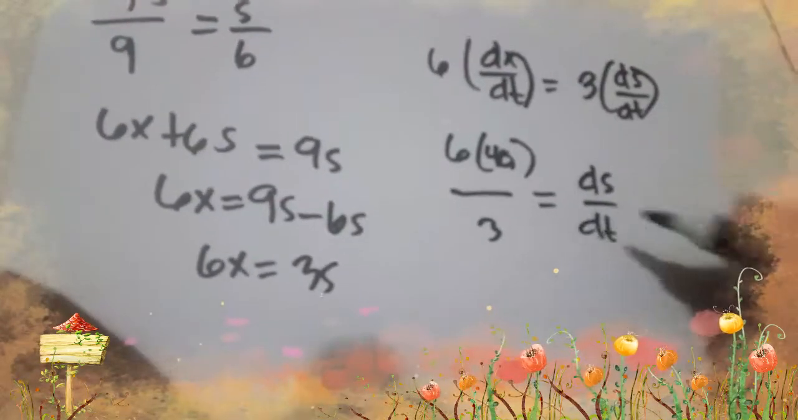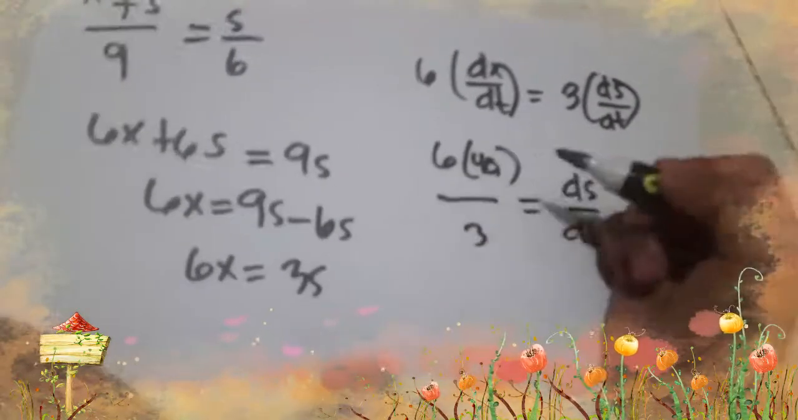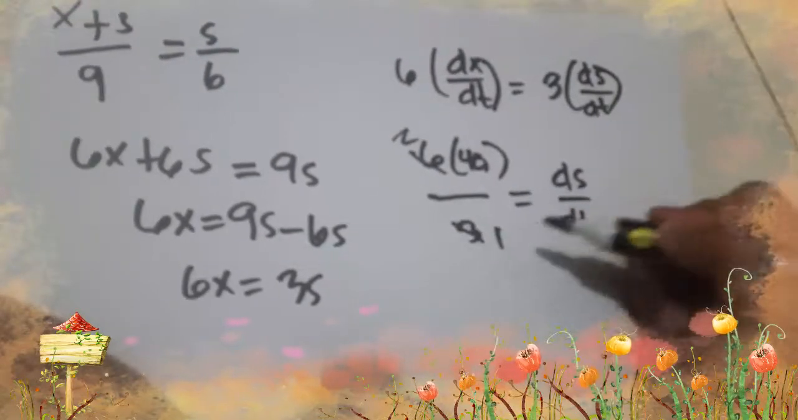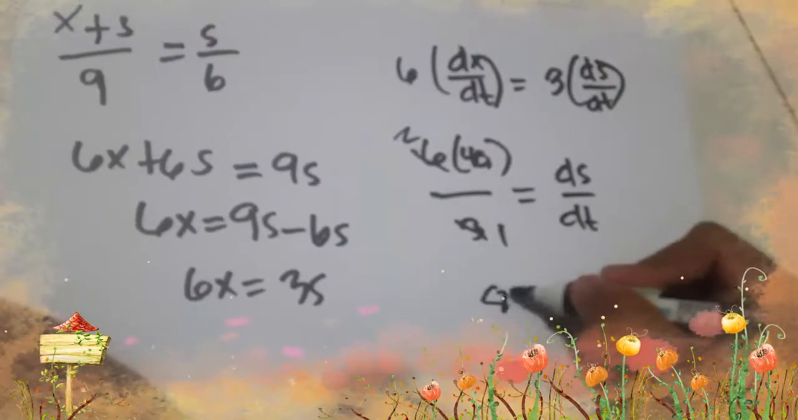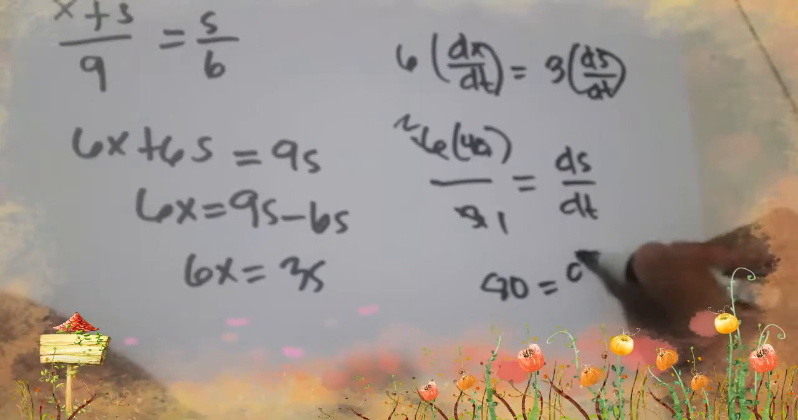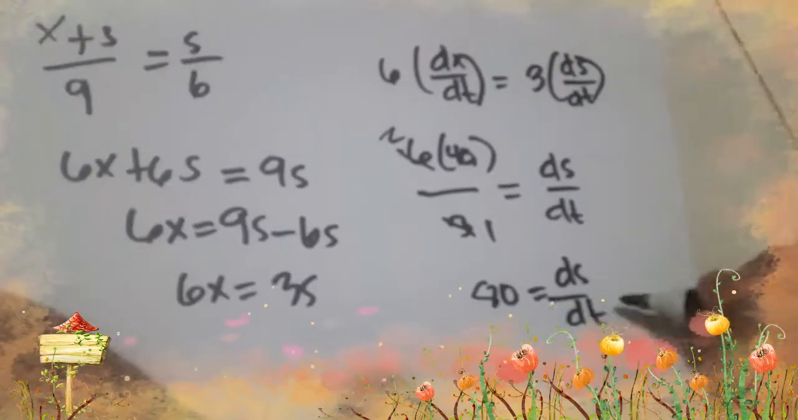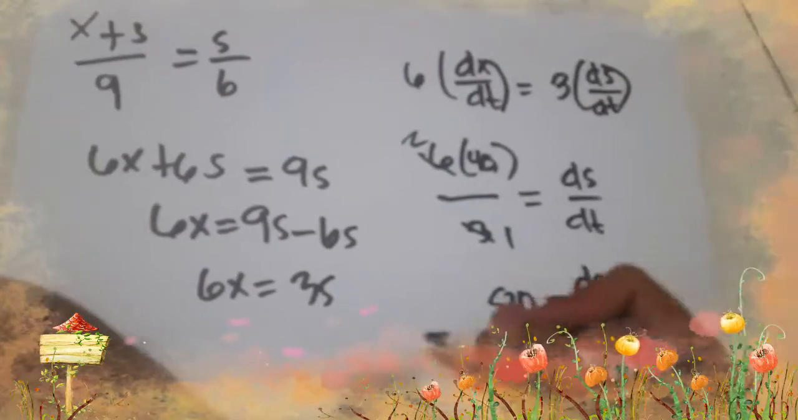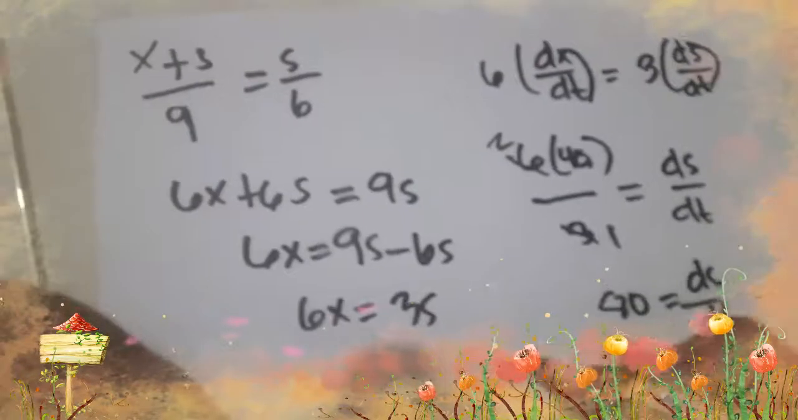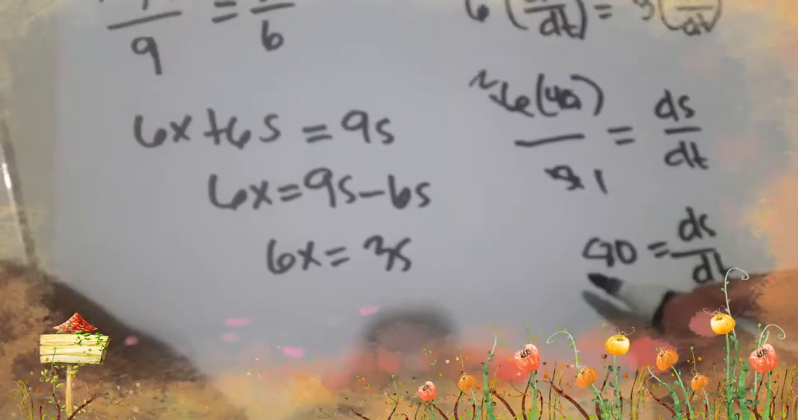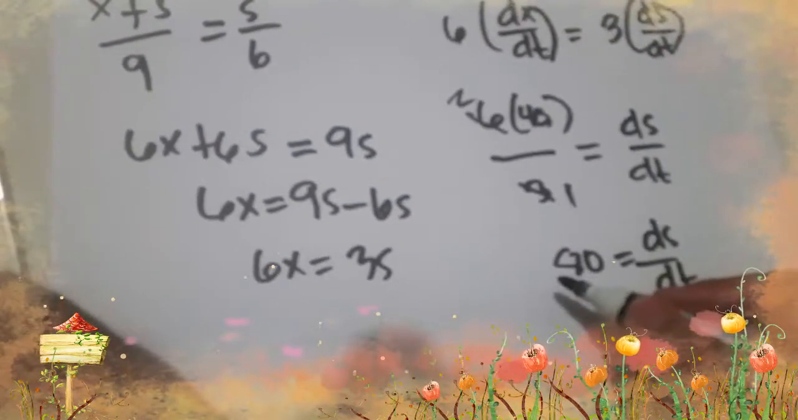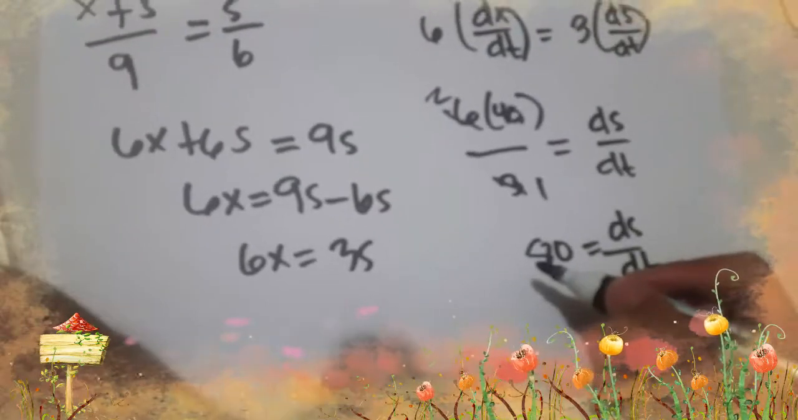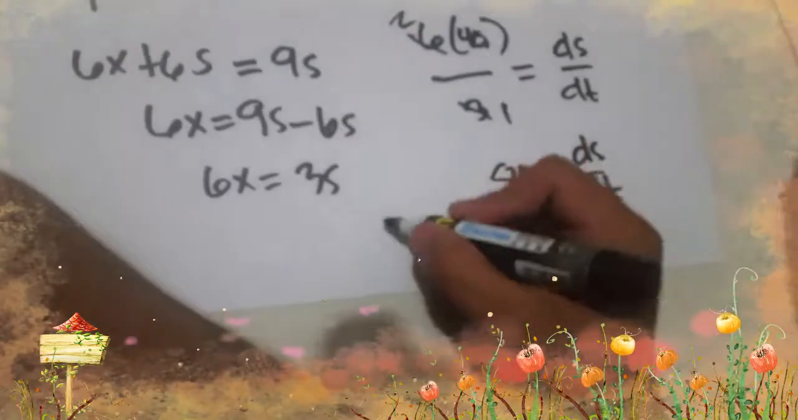So 6 times 40, we can minimize the 6 into 2, and 3 will become 1. So 2 times 40 is equal to 80. So our ds over dt is equal to 80 feet per minute. So the rate at which the length of the shadow is increasing when he is 30 feet from the lamppost is 80 feet per minute.